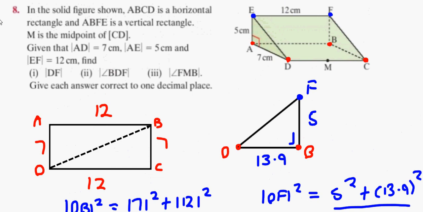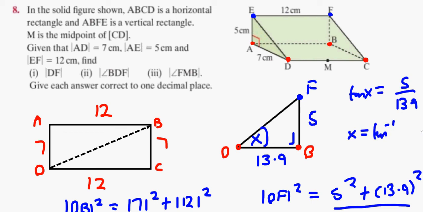Now, lads, what's the next thing we have to find? B to D to F. Oh, it just wants this angle here. B to D to F. Just call it angle X. Anybody know how to get that? Tan X equals what, lads? 5 over 13.9. So just tan inverse 5 over 13.9. What do you get? 19 point something?